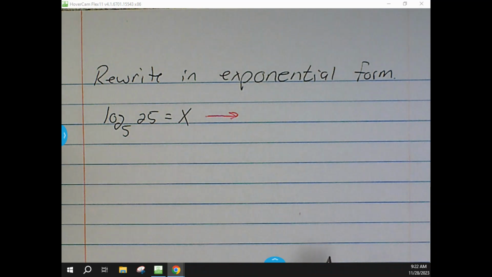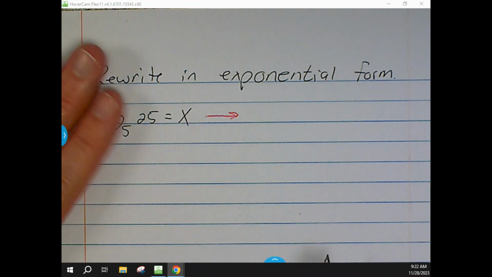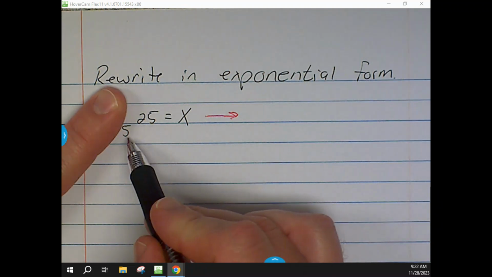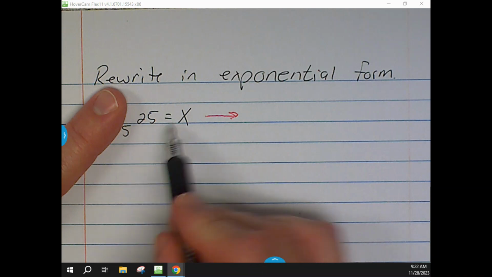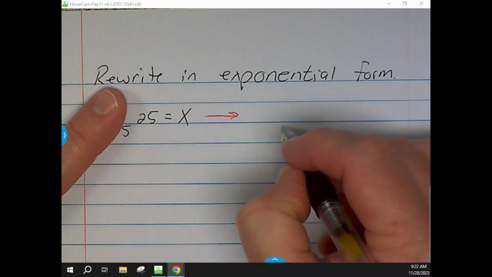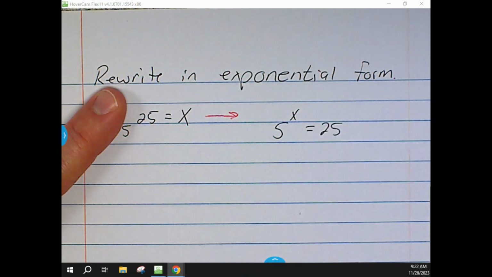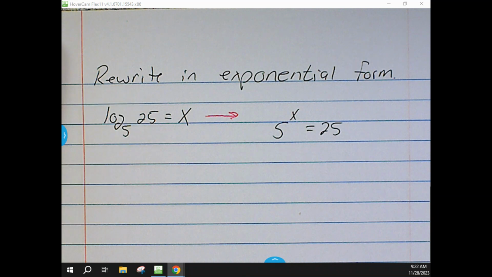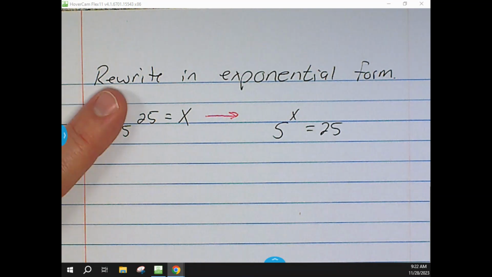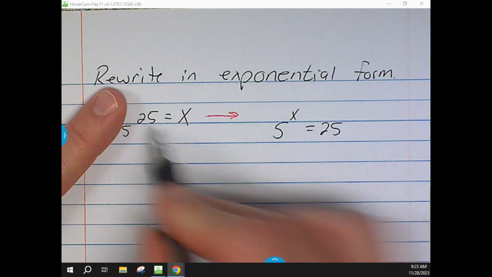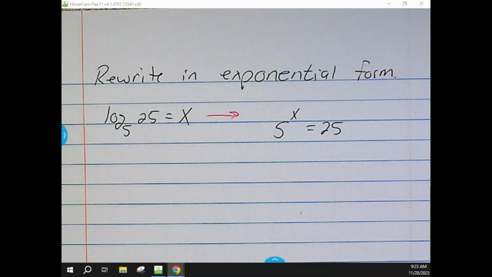So to rewrite it, basically, you get rid of the word log, and then this is kind of where it's easier. The base stays the same. You just switch these two numbers. So it becomes 5 to the x equals 25. So to rewrite it in exponential form, again, take out the word log, and the base will stay the same, and then just switch these two numbers, and that's it.